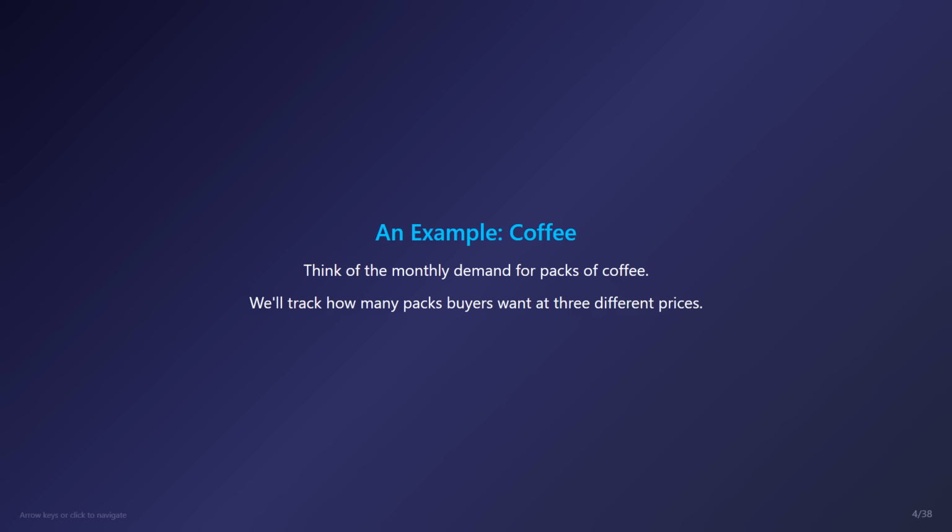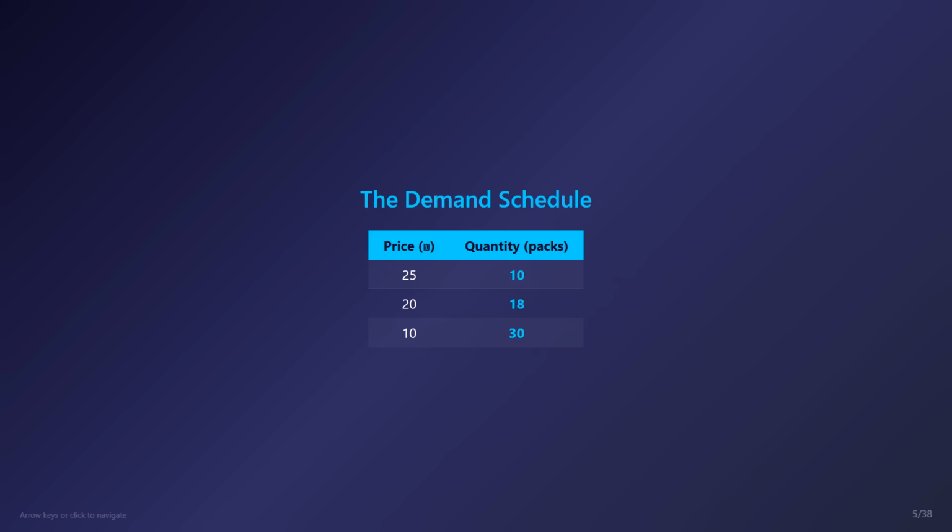Let's make it concrete with coffee. Imagine the monthly demand for packs of coffee in a market. We'll track how many packs buyers want to buy at 3 different prices, from expensive to cheap. Here is the demand schedule. At a price of 25 shekels a pack, buyers want 10 packs. At 20 shekels, 18 packs. And at 10 shekels, 30 packs.